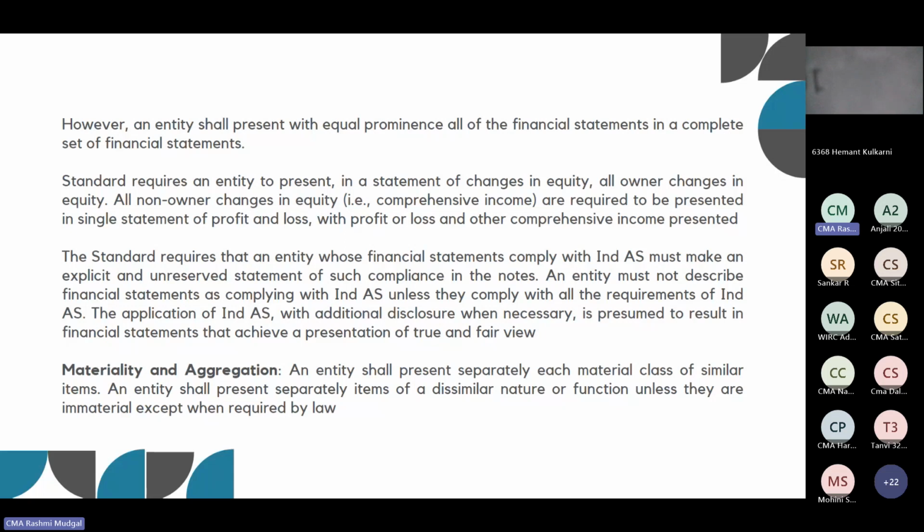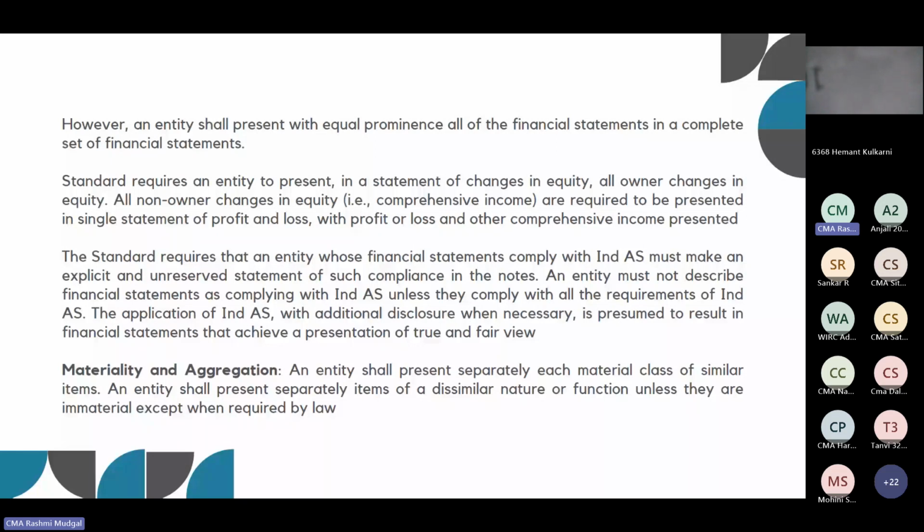The entity must not describe financial statements as complying with Ind AS unless they comply with all the requirements of Ind AS. The application of Ind AS, with additional disclosure where necessary, is presumed to result in financial statements that achieve a presentation of a true and fair view.